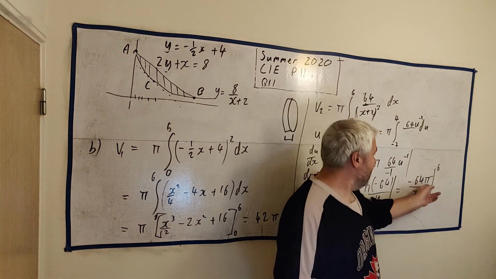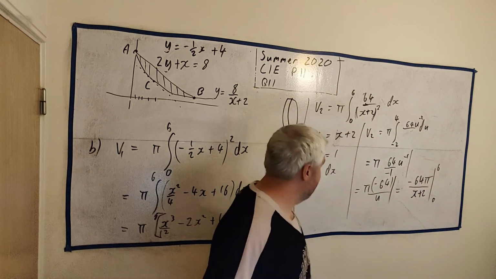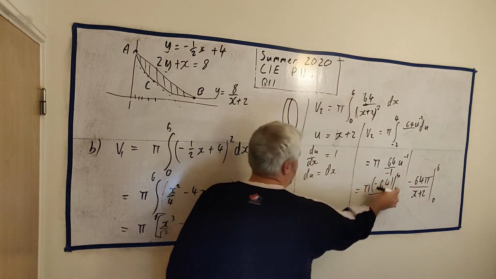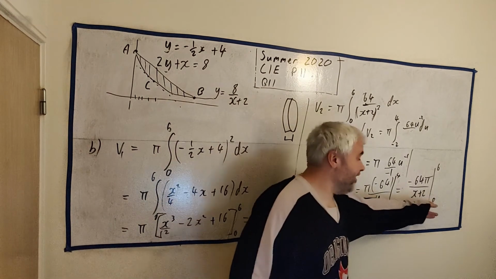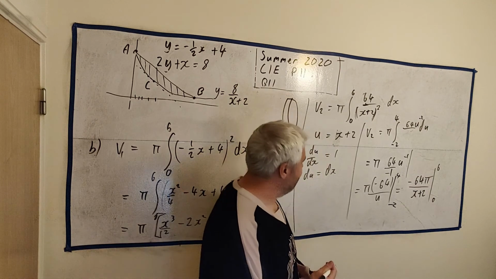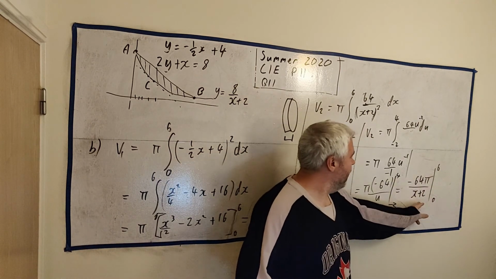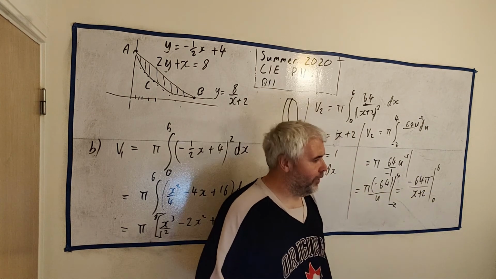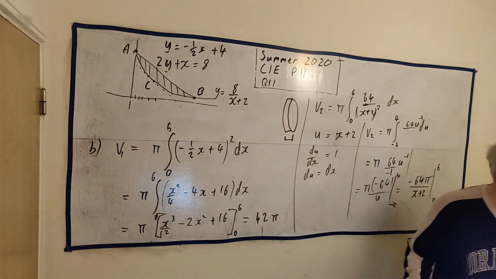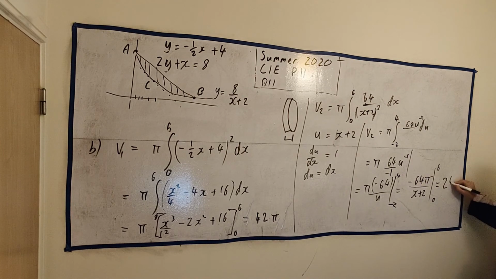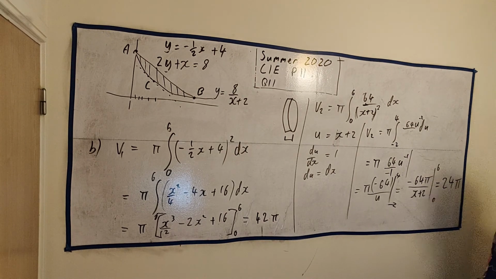I've changed back to x's, so I'll change my numbers back to 0 and 6. Or you could have done it with these numbers. 0 and 6 is easier though, and I think it'll be easier for you guys to understand. Okay, so when you put 6 in here, take away when you put 0 in, you'll get numbers for both of them, but when you take them away, you will get 24 pi.